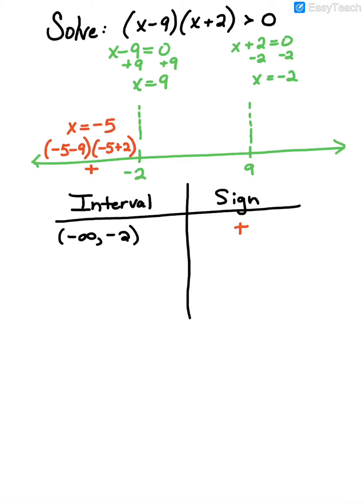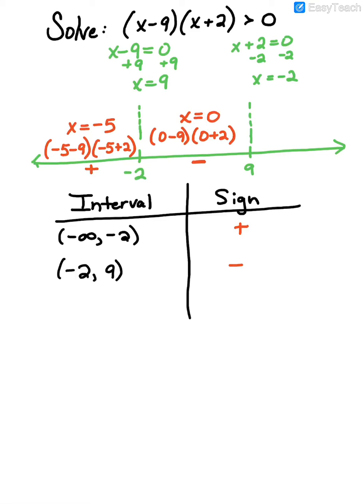If I choose a test point in the second interval that runs from -2 to +9, again, it doesn't matter what test point you choose. I'm just going to choose 0 since it's easy to plug in. When I plug that into my original polynomial, I get 0 minus 9, which is a negative number, and I get 0 plus 2, which is a positive number. So overall, a negative times a positive would give me a negative sign on that interval.